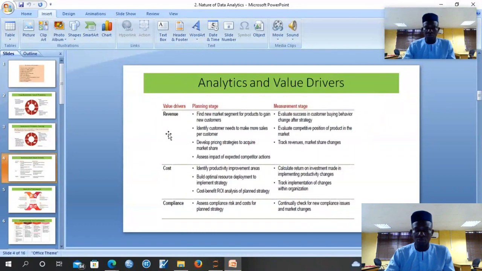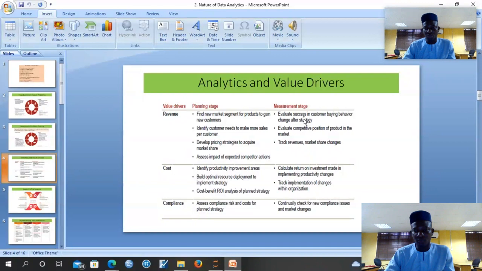So one of the areas, value drivers of an organization, include cost, revenue, and compliance, based on the types of organization. So during planning, for example, in relation to revenue, you are looking for a way to find new markets for the product so that there will be more sources of income. You want to identify customer needs to make more sales per customer. Develop a pricing strategy to acquire market share. Assess the impact of expected competitor action. All these require data research. You get the data, you analyze, and you make decisions from it.